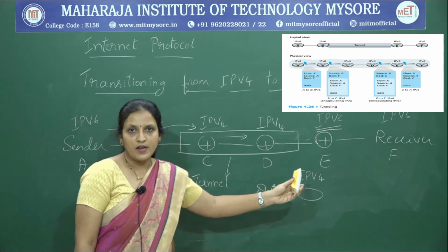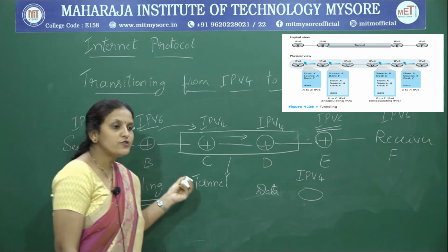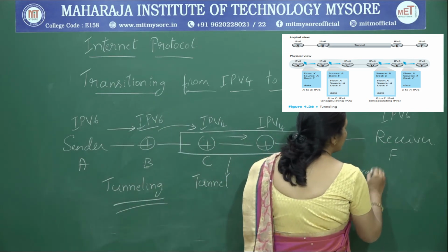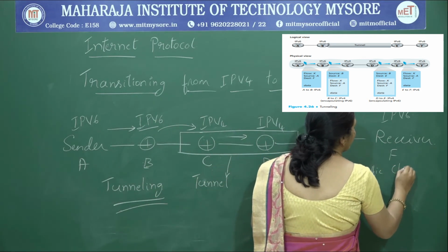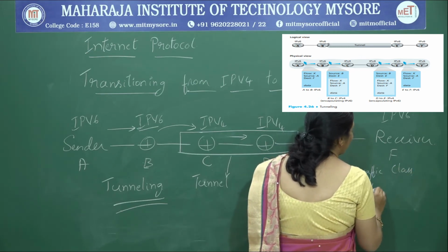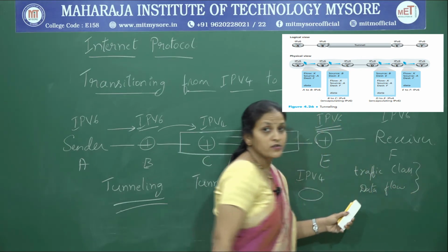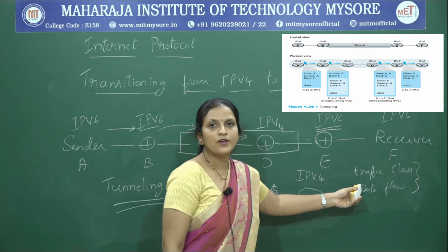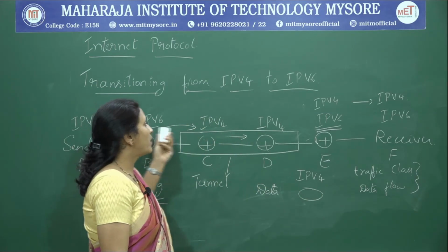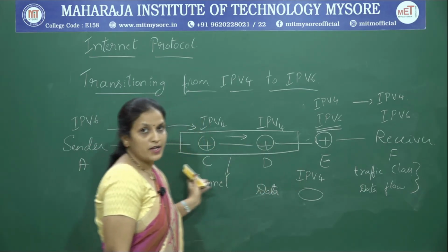So there is no loss of the information specified in IPv6 between sender and receiver, right? Because in IPv6 we introduced fields like traffic class, and data flow, flow control, all those things. These fields were not lost during the transmission from IPv6 format to IPv4 format. So this is done with the help of tunneling.